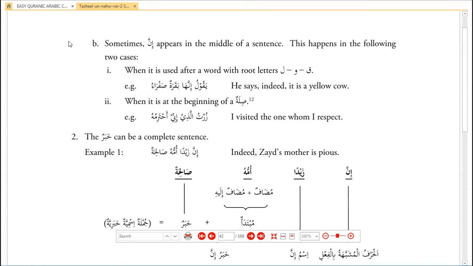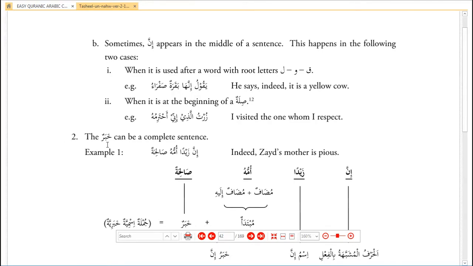Lesson number 9. In this lesson, we are still learning Inna and its sisters, the rules and some other rules, and probably tarkib. So we will skip B. We studied A. We will skip and go to the second, which says the khabar can be a complete sentence. As I said, inna has ism and khabar.